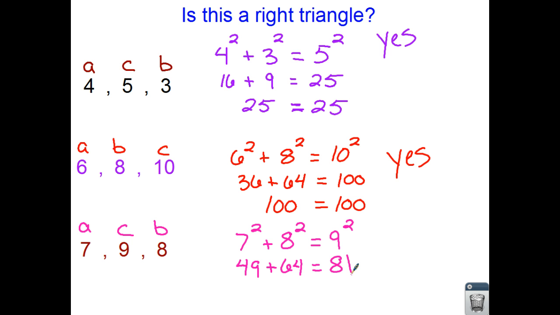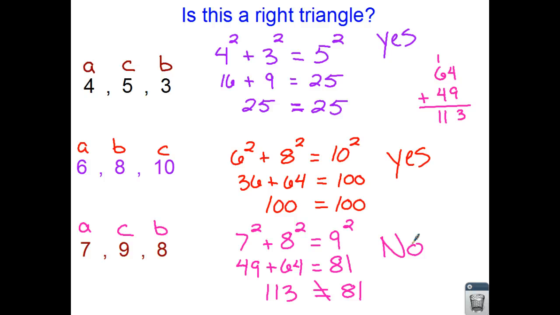All right, well, let's do the math. No calculators, so 64 plus 49. 9 plus 4, carry the 1, 6, 10, 11. Okay, so is 113 equal to 81? No, they are not equal, so you would say no, this is not a right triangle. And this is using the converse. It's taking 3 lengths, plugging them into the theorem, and checking them.